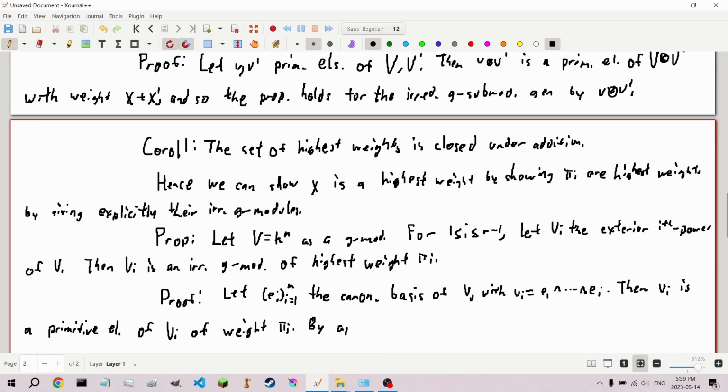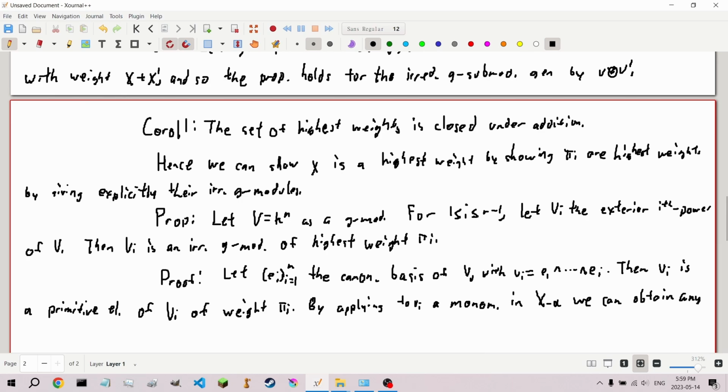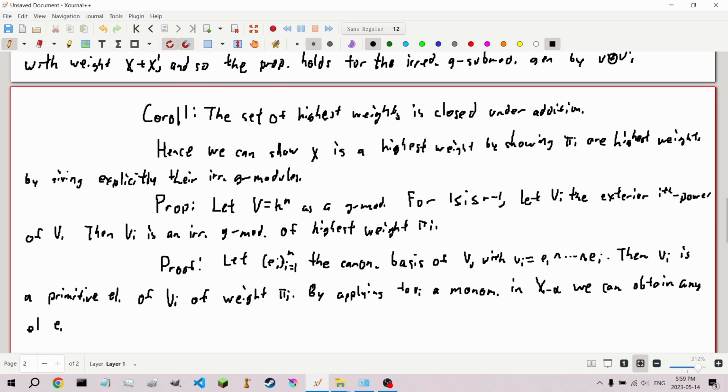By applying to v_i a monomial in x minus alphas, we can obtain any element of the form e_m1 through e_mi, with m_1 ordered to m_i. Hence, V_i is irreducible. And we have our original theorem proven.